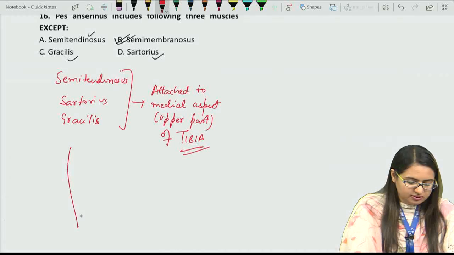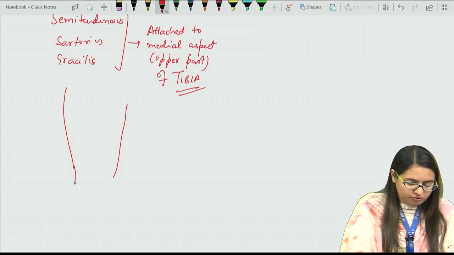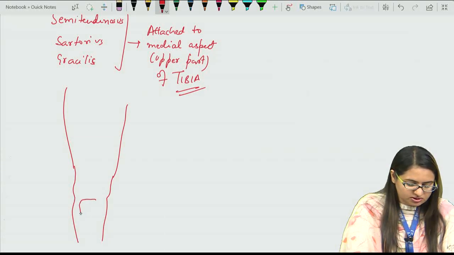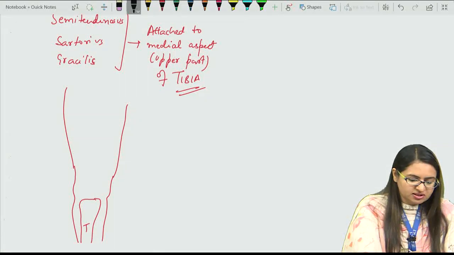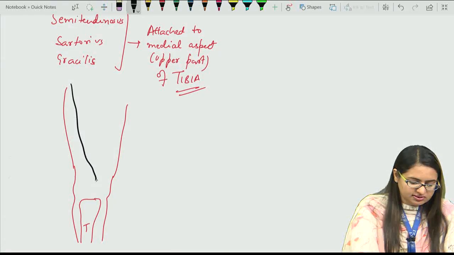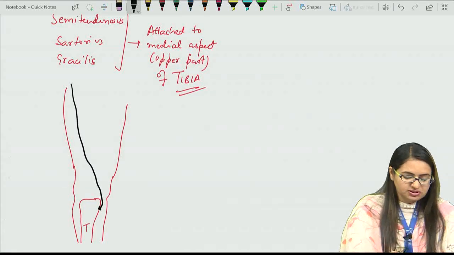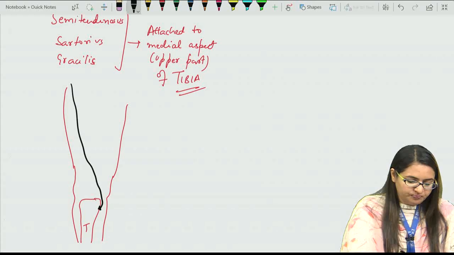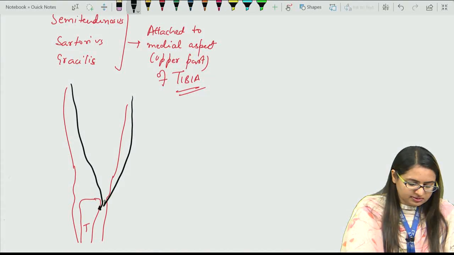So if you see in the limb, this is the lower limb and the knee over here, and the tibia is present in the lowermost portion in the leg. The muscles are coming from different aspects. The sartorius muscle is coming like this and it is attached to the medial surface in the upper part of the tibia. The gracilis is coming like this, and from the posterior aspect we have the semitendinosus, which also comes like this.